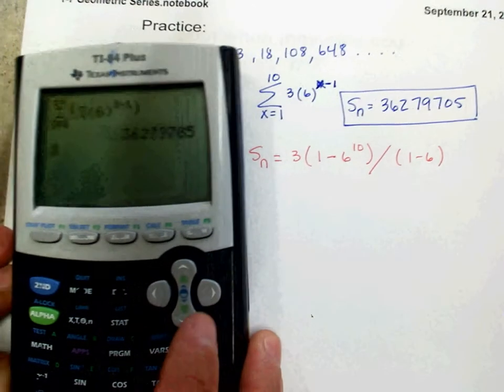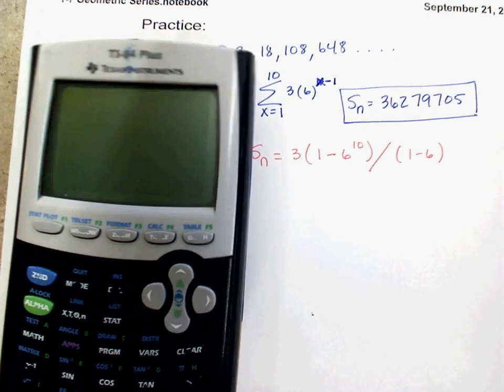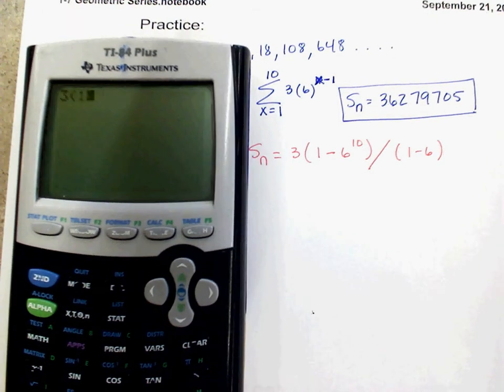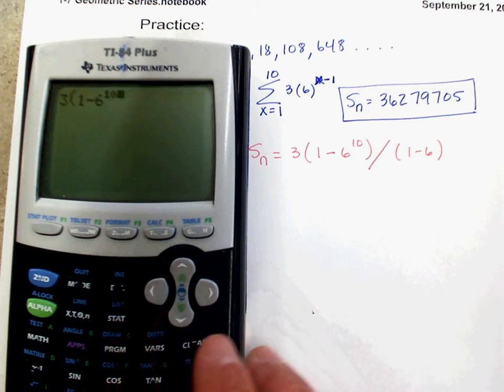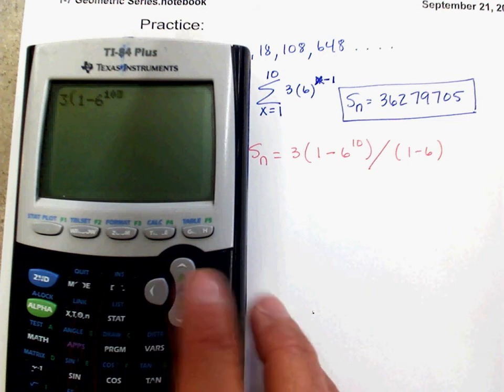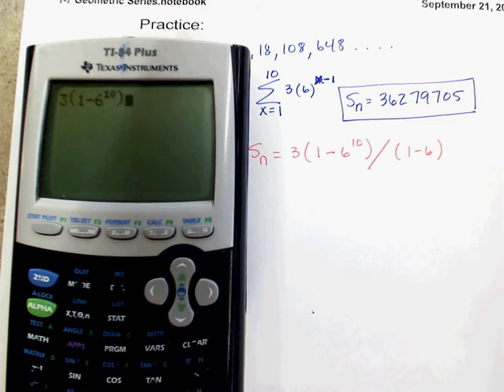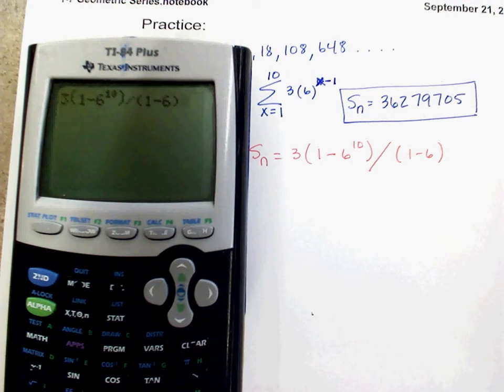Okay. 3 parentheses, 1 minus 6, not negative, raised to the 10 in right click. Well, let me delete that. Right click, in parentheses, divided by parentheses 1 minus 6, just like that. Did I get the same answer? You should.